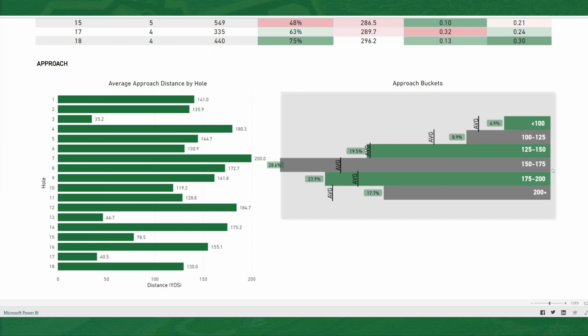From 150 to 175, it is a lot more than tour average. And 175 to 200, again, more than tour average. So those three buckets are the ones that you should be prioritizing. These are not perfect. Approach buckets have their flaws, but when you start to see a trend of three buckets in a row from 125 to 200 that are all above tour average, and you can go hole by hole to see where they're coming from, that is valuable information and should be part of your process.